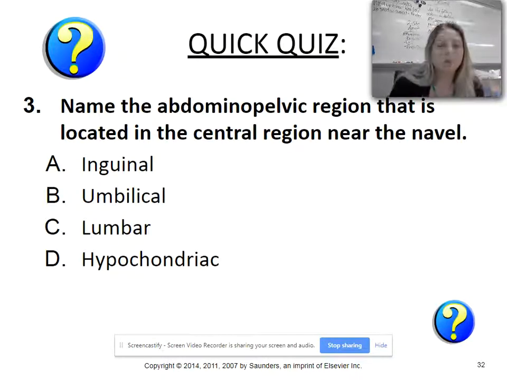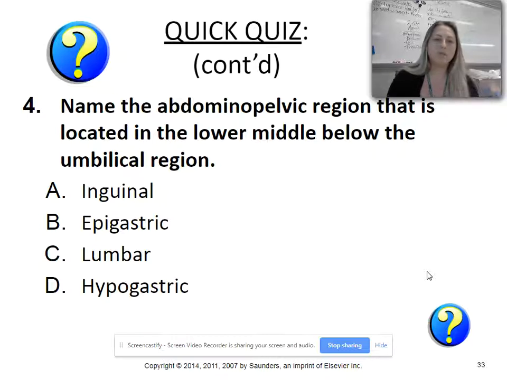Now, quick question before we get on to our next video. Name the abdominal pelvic region that is located in the central region near the navel. Near the navel. So your belly button. Is it inguinal, umbilical, lumbar, or hypochondriac? Okay. If you said B, umbilical, you were correct.